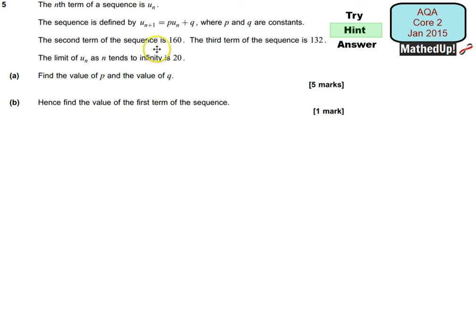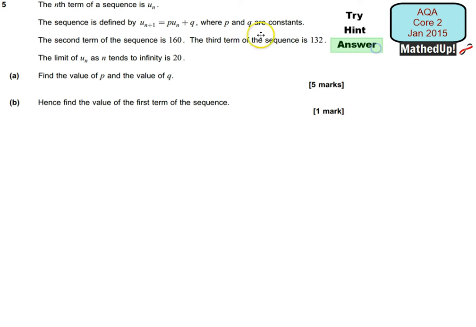Part B says, hence find the value of the first term of the sequence. Well, we know the second term of the sequence, so we know u2. So we can set un to be u1, and then we know what p and q are at this stage, so we should be able to work out what the first term is. I'd now like you to pause the video and see if you can have a go at answering the question.